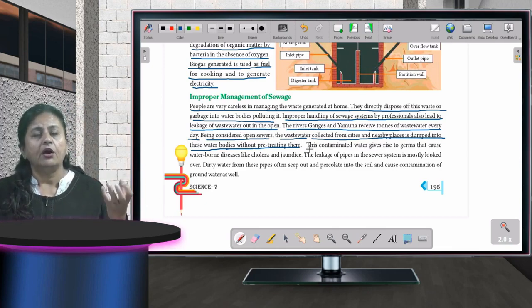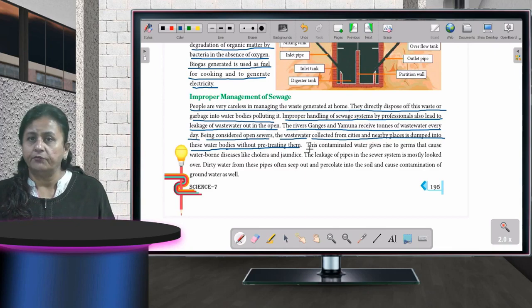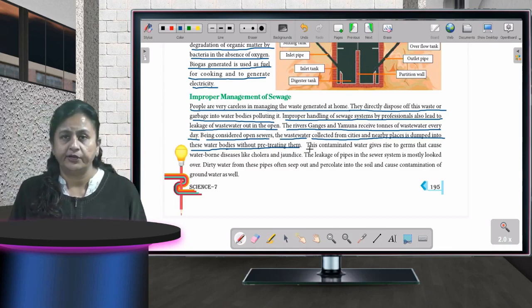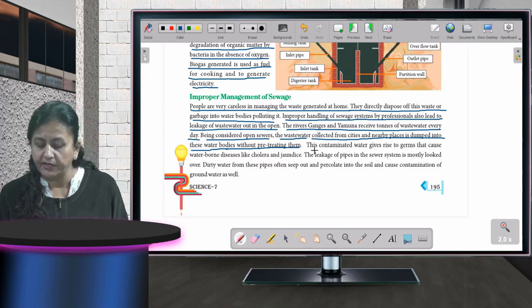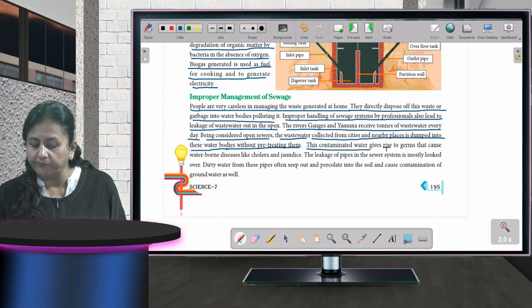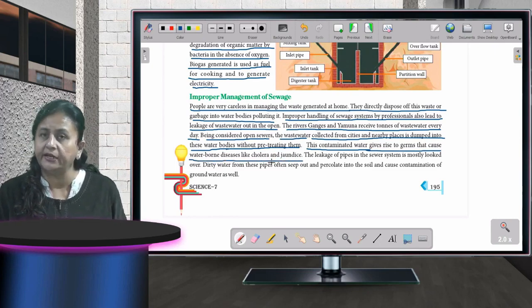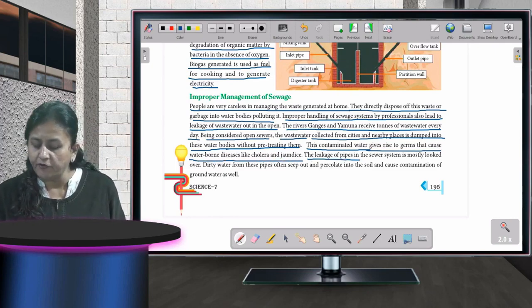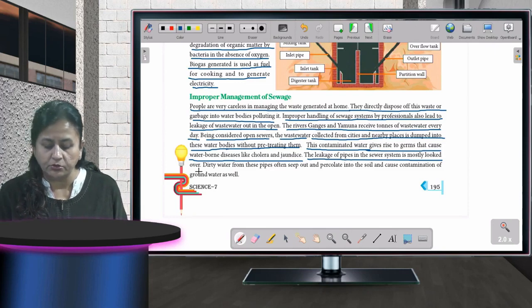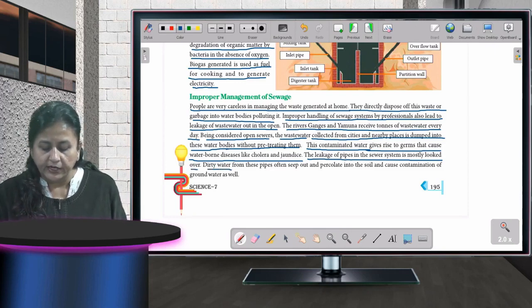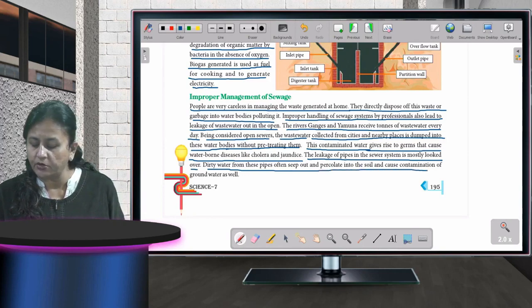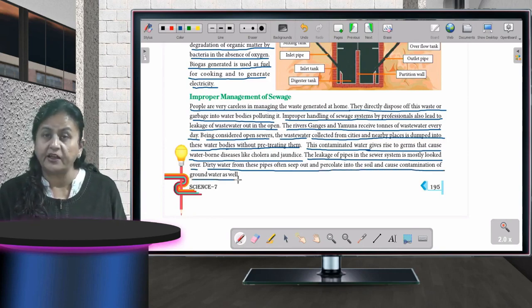Okay. Everyone is polluting the water these days. They are not aware of what they are actually doing. They are harming themselves. Okay. This contaminated water gives rise to germs that cause waterborne diseases like cholera and jaundice. The leakage of pipes in the sewer system is mostly overlooked. Dirty water from these pipes often sweeps out and percolates into the soil and causes contamination of groundwater as well.